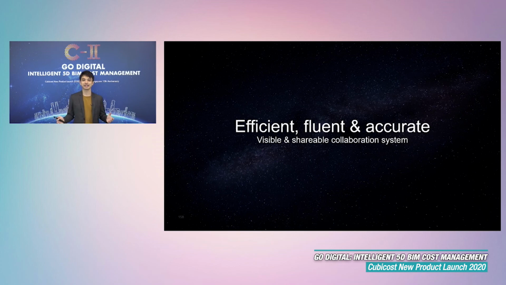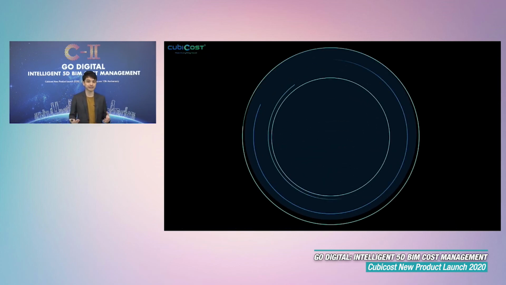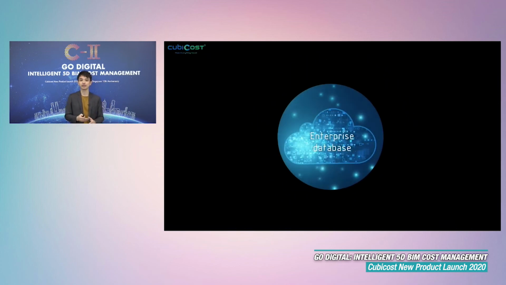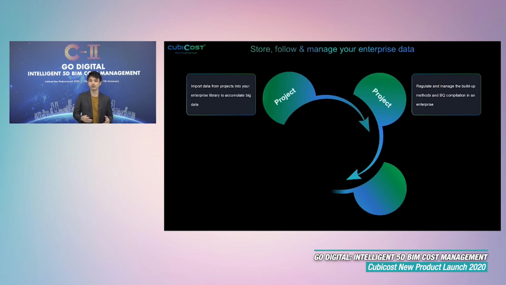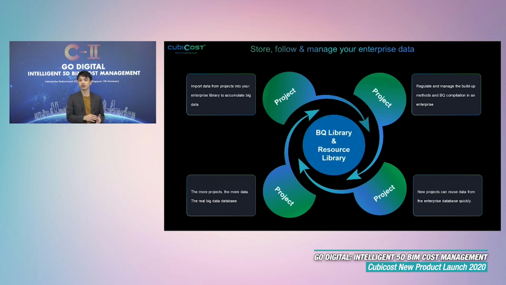And every project that has been completed in TPQC will be stored in your own enterprise database. You don't need to worry where the files are being stored and which version is there. And all of your enterprise BQ can be stored in the BQ library. Project construction costs can be stored in the resource library. All this data can then be reused in a new project anytime. It greatly improves the efficiency of compiling the BQ, allowing you to regulate BQ compilation.